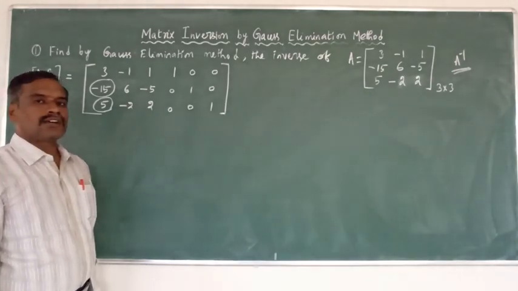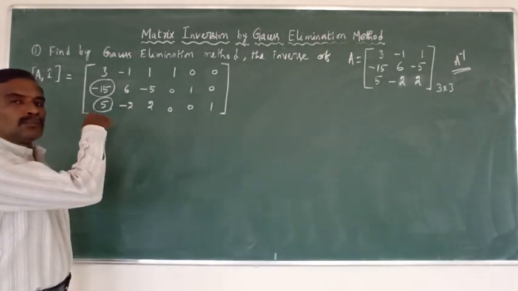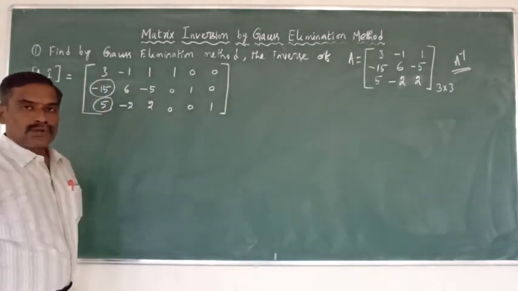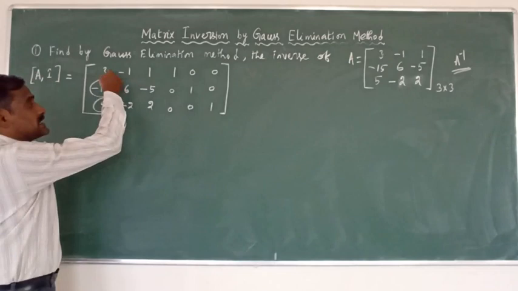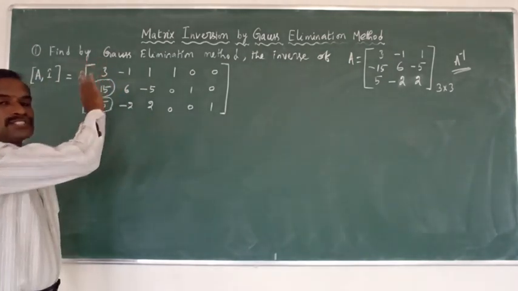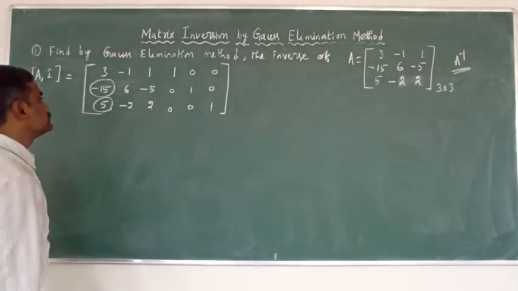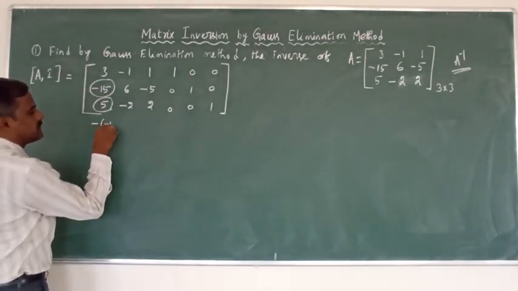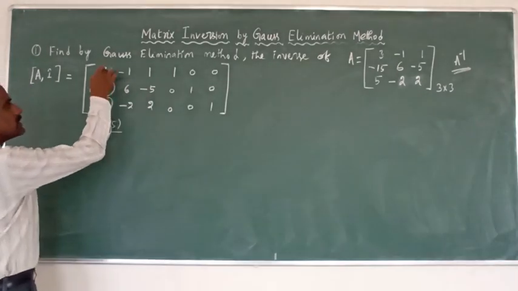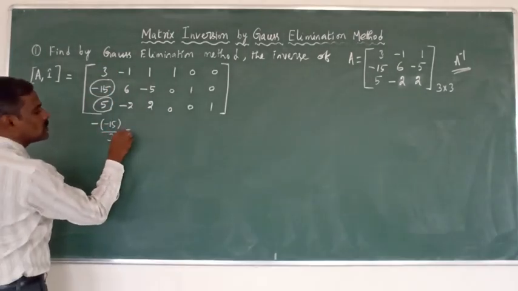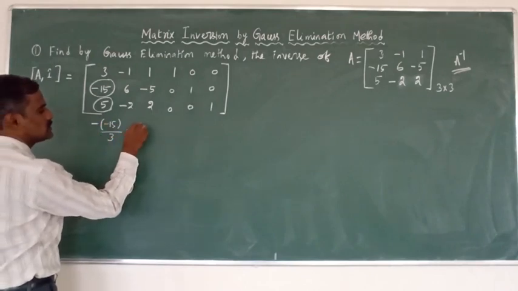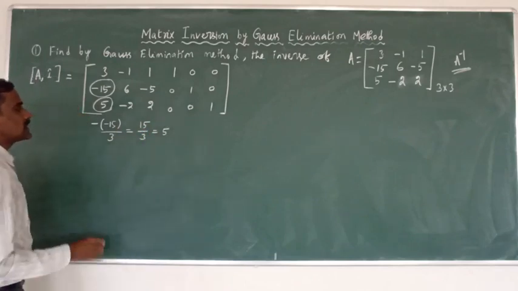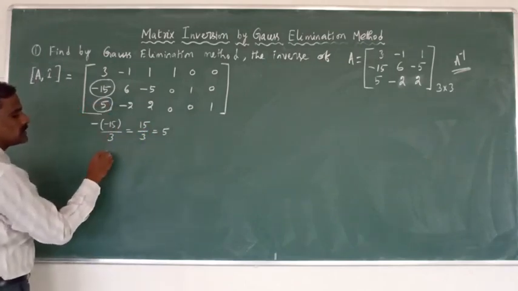If it is not 0, we can proceed. If A11 equals 0, we have to rearrange the equations. Okay. First, minus, already minus 15 divided by 3 equals, minus minus will be changed into plus, 15 divided by 3 equals 5. Okay. For this one we have to make 0.